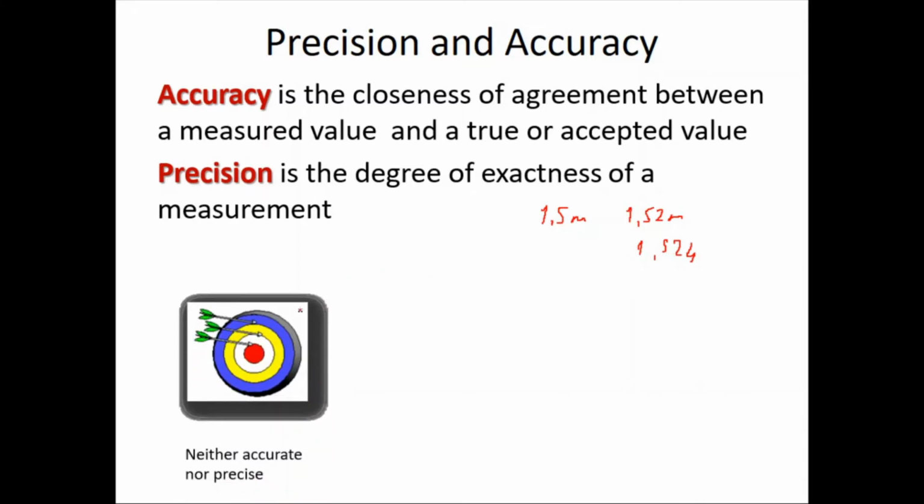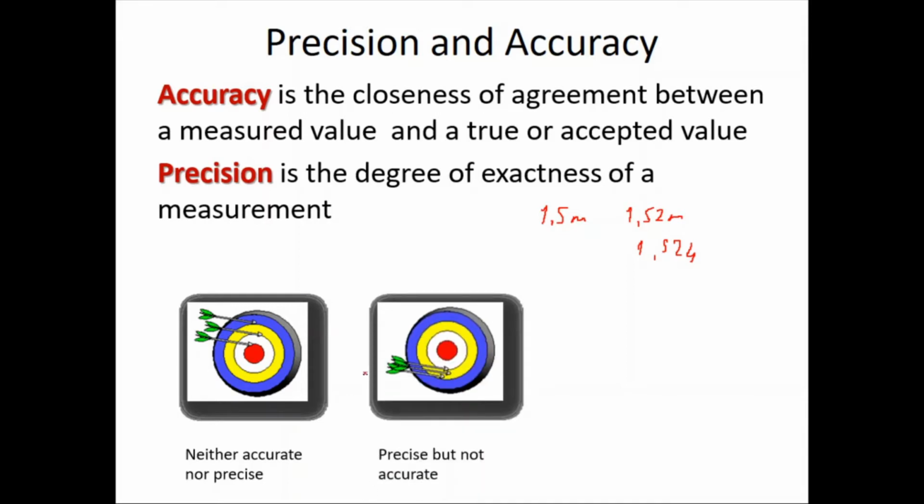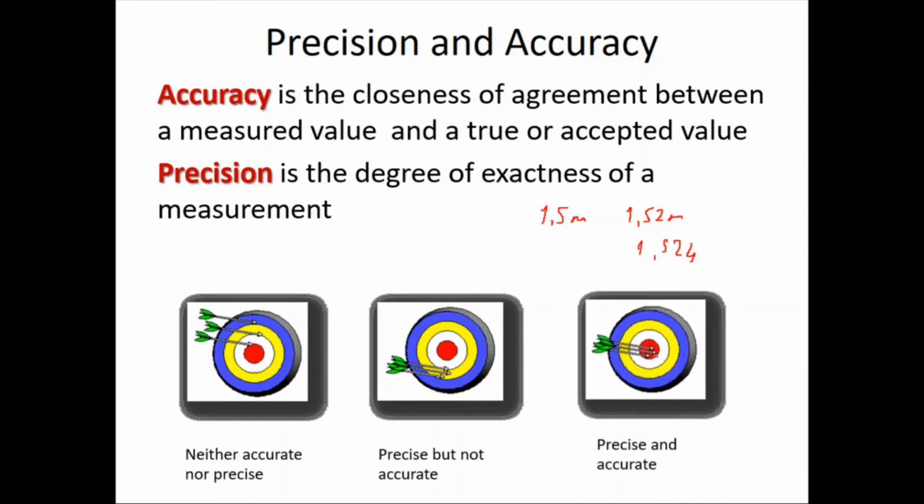Let's understand it with an analogy. Here, if the arrows hit the center, it means it is accurate, and if the arrows are close to each other, it is precise. So here it is neither accurate nor precise, because they are far away from each other. Also, they did not hit the center. But in the second case, it is precise but not accurate. It does not hit the middle, but the arrows are very close to each other. And as you see here, it is both precise and accurate. All arrows are at the center and they are close to each other.